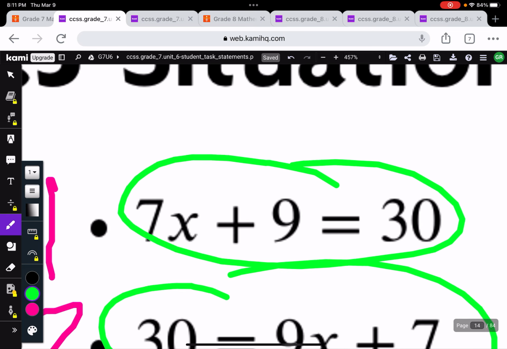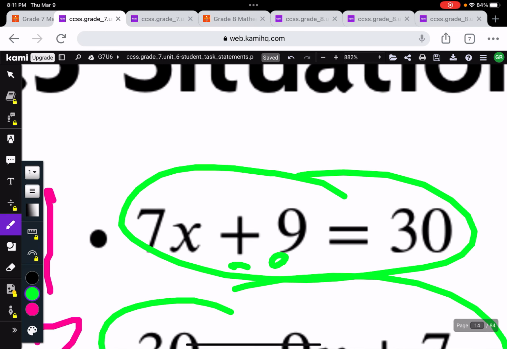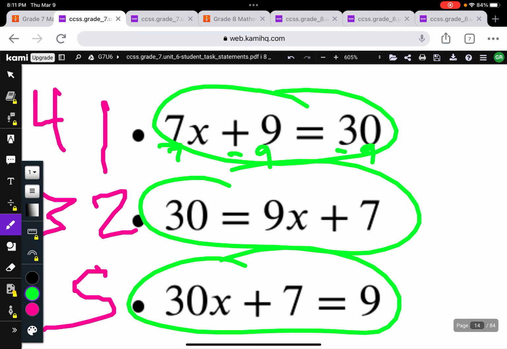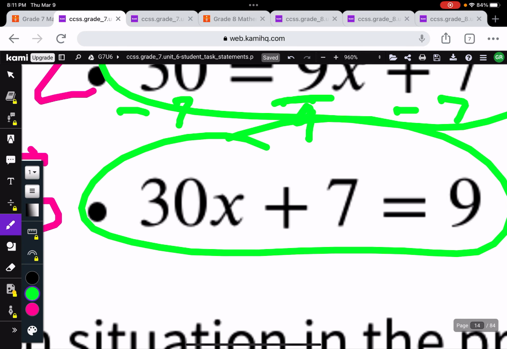The first thing we did with this one was, hey, we got rid of 9 from 30. And then we split it 7 ways, dividing it by 7. First thing we did with this one is we got rid of 7 from 30. And then we split it 9 ways. When I say divide by 9, that means split 9 ways or divide by 9. And then the same thing we did here for this one. We got rid of 7 pans and then split that 30 ways.